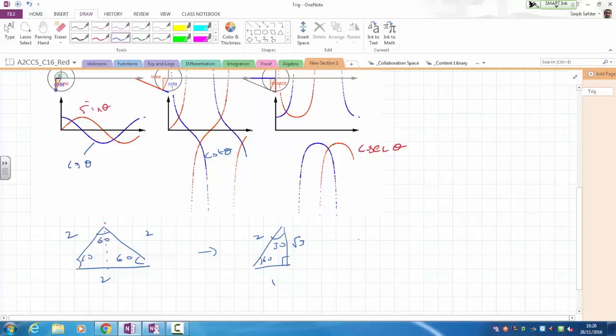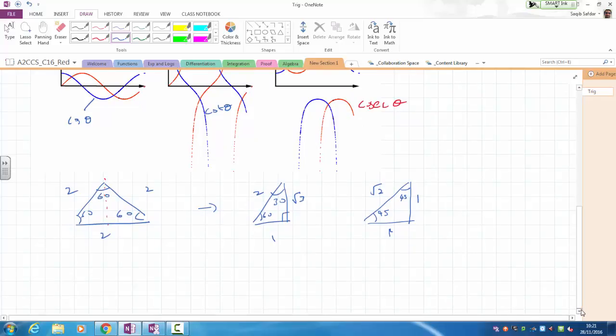And then we also have a triangle where you have 45 and 45, and that would be 1, 1. If that's 1, 1, what's the hypotenuse? Anyone? Root 2. Okay.